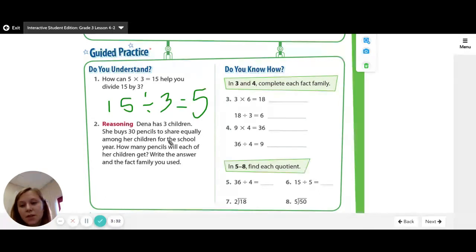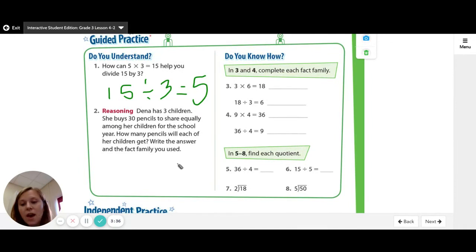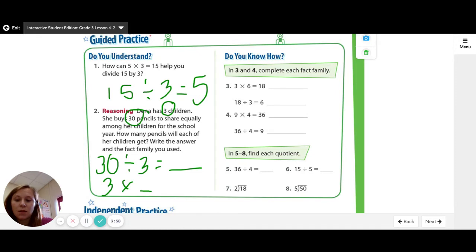Let's look at number 2. Dina has 3 children. She buys 30 pencils to share equally among her children for the school year. How many pencils will each of her children get? Write the answer and the fact family you used. So I know she has 3 children, and she has 30 pencils all together. So I know when I do division, I have to start with the biggest number. So I can think about 30 divided by 3 equals my answer. They want us to write the fact family, so we can think about 3 times something equals 30, as well as something times 3 equals 30.